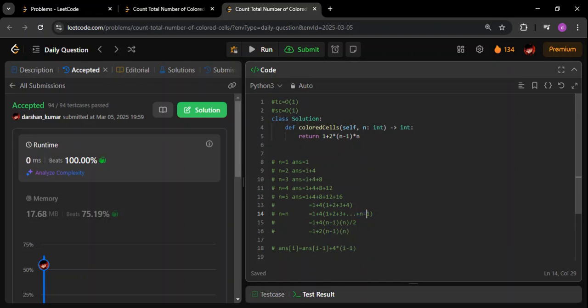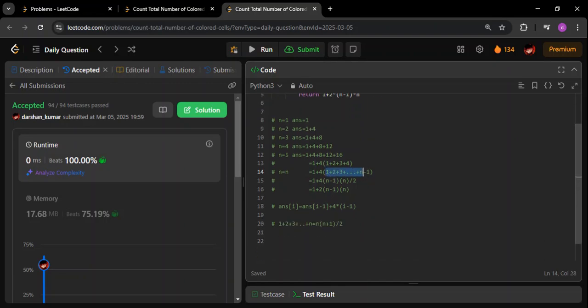Now please stop here. We will try to find a formula for this. Let me remove this part because we used it in the last solution. This is a common formula which we all have learned in maths in some lower class. I don't remember the exact class, but we would have learned this pattern.